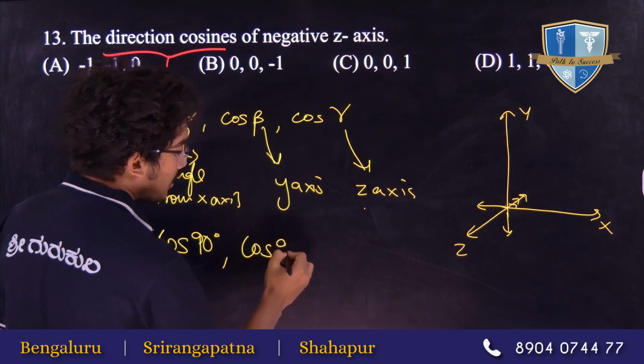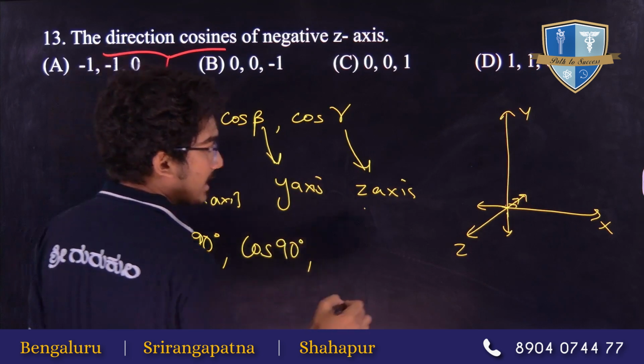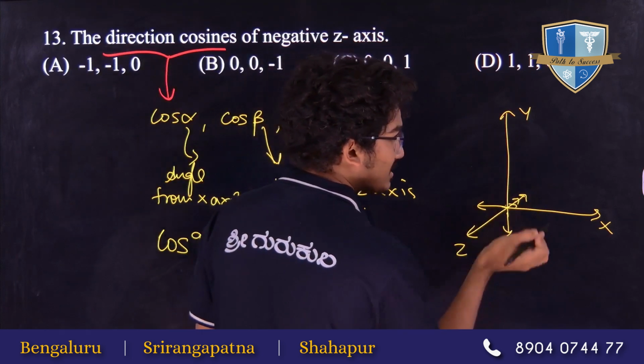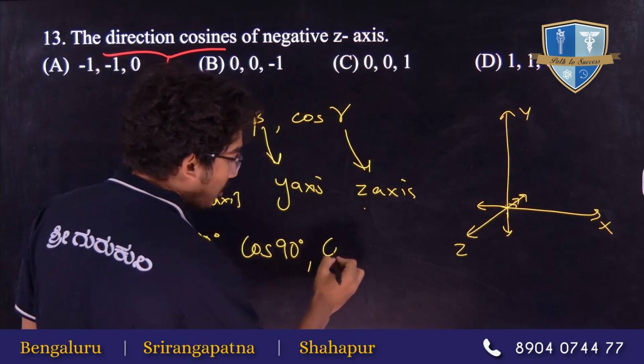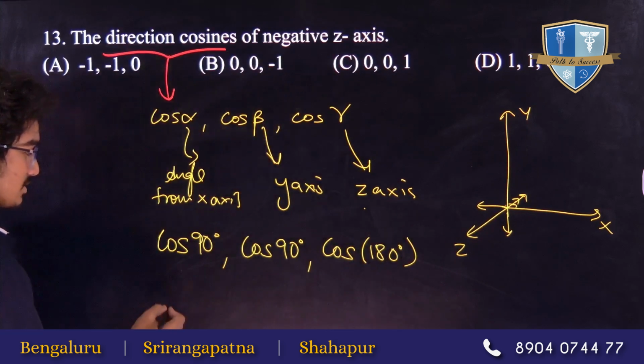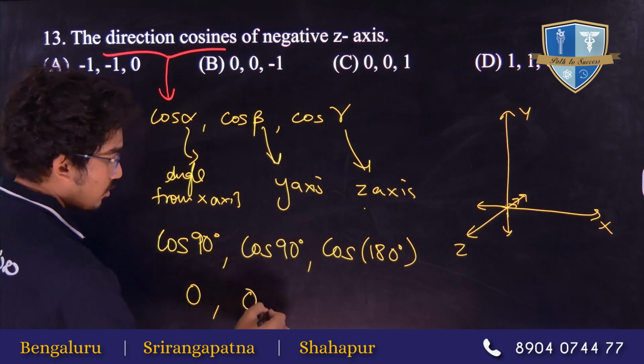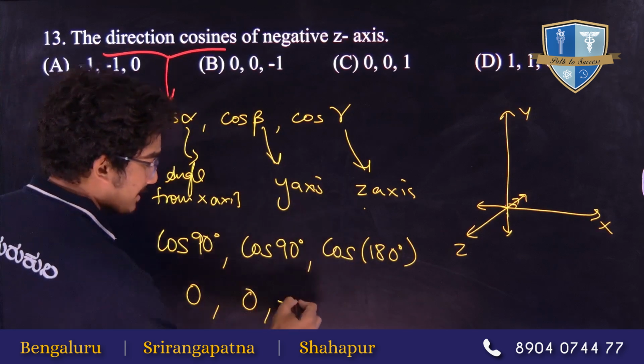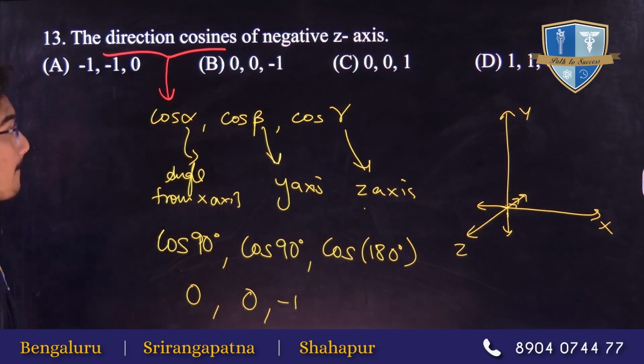So cos 90 degrees. And the angle between the z-axis and the negative z-axis will be 180 degrees. So it will be cos of 180 degrees, correct? So this will be 0, 0, and cos of 180 is -1. So our correct option will be option B.